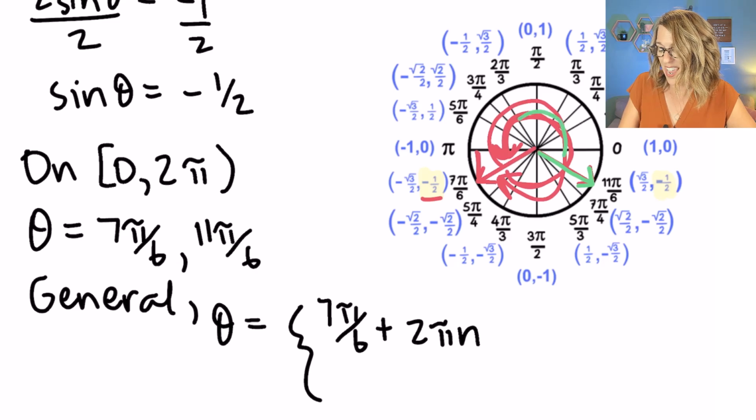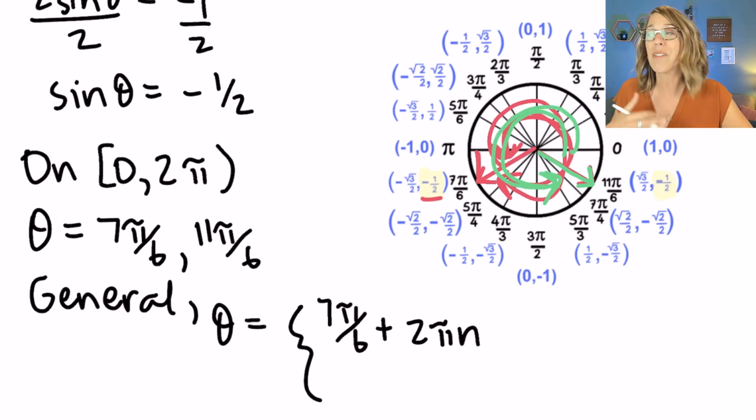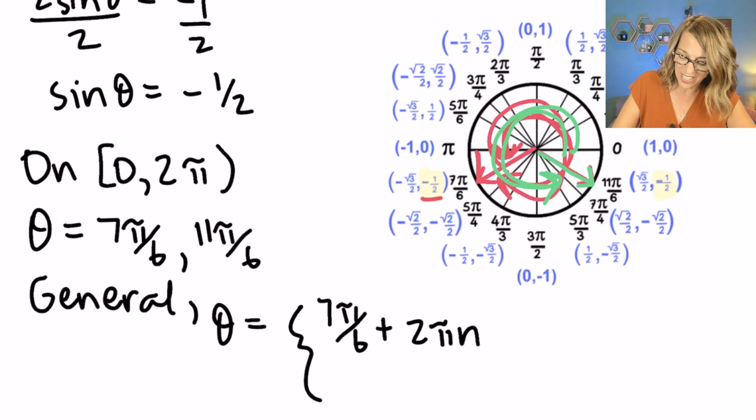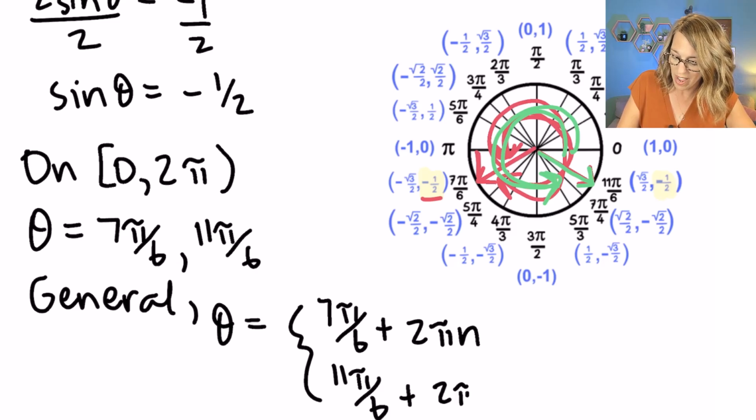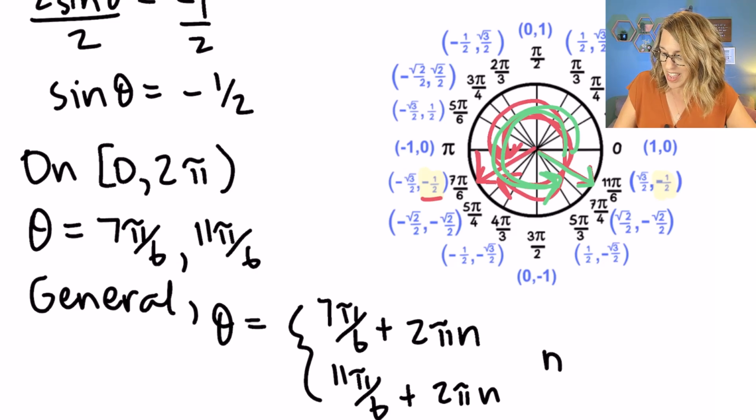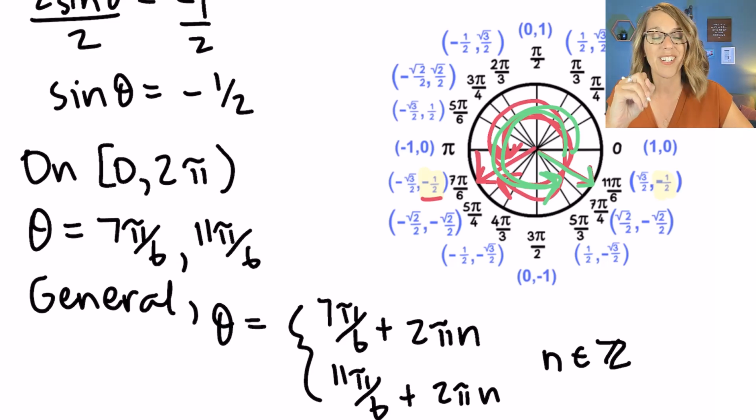I can travel again another full rotation, another 2 pi. I can travel 2 pi twice or 3 times or 5 times, and I can also travel that negative. So I can take that 11 pi sixths as my starting place, and I can add on multiples of 2 pi. This is 2 pi n. N is an element of the integers, that's a Z, and those integers include 0, 1, 2, 3, and so on, but also -1, -2, and -3, and so on.